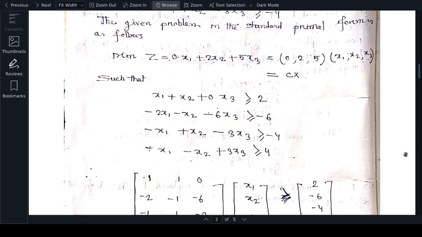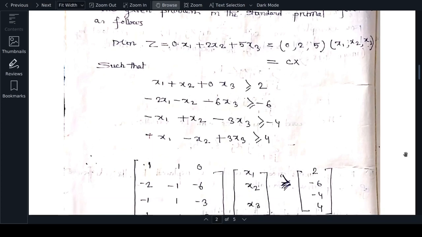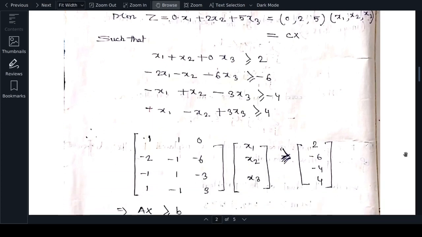Then minus x1 plus x2 minus 3x3 greater than or equal to minus 4. And then x1 minus x2 plus 3x3 greater than or equal to 4. Okay, so next you write these inequalities into the matrix form. So you write all the coefficients of x1, x2, x3, greater than or equal to, right hand side constants are 2, minus 6, minus 4, 4.